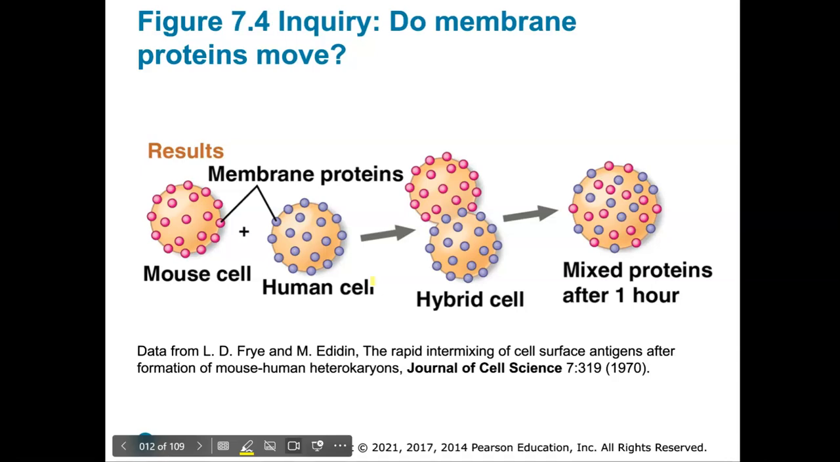So this is just an experiment that was done. It's showing you the results of that experiment where a mouse cell and a human cell were allowed to fuse together in a test tube. And the hybrid cell that formed, and they could fuse together, by the way, because the phospholipid bilayer of a mouse cell is the same as the one for a human cell.